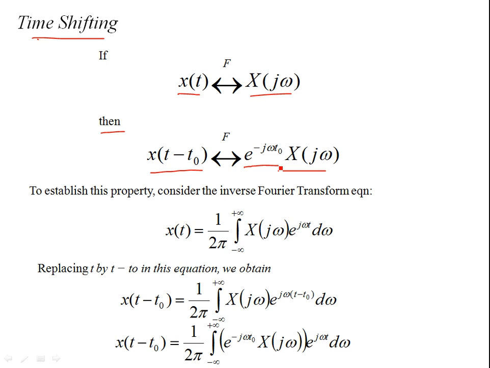Similar to Fourier series, if you recall, the Fourier coefficients were not being affected. If, for example, you have a certain waveform x(t), and you simply shift it by t equal to t0, so your origin is starting from somewhere, let's say t0.